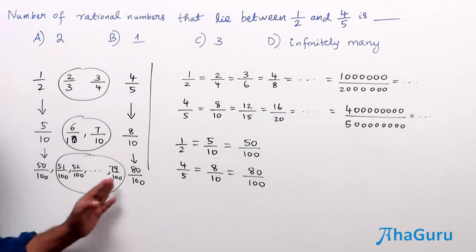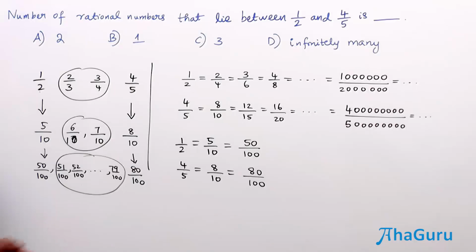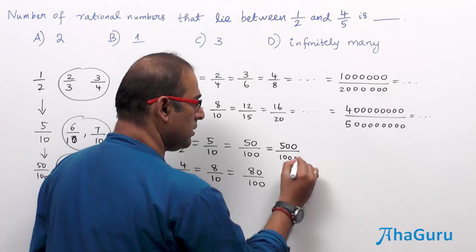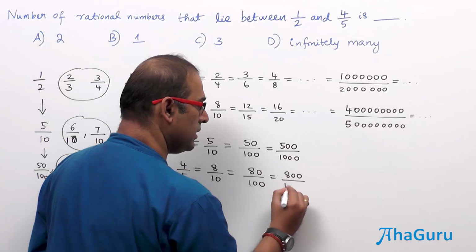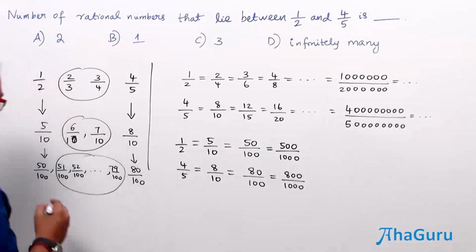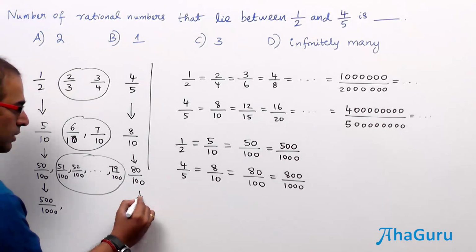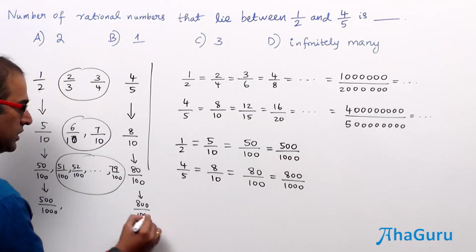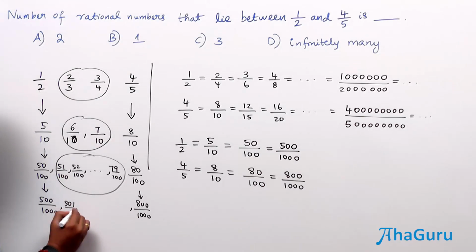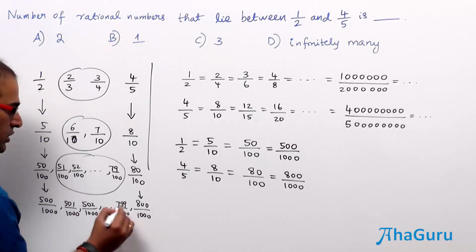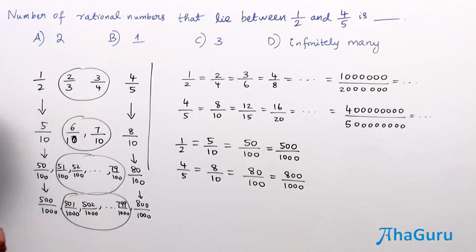You can see from 51/100 to 79/100 there are more than 2, so the number is increasing. In fact, if you convert this to 500/1000 and this to 800/1000, then 500/1000 is the same as half, and this is 800/1000, and you have 501/1000, 502/1000 and so on. I can even have 799/1000, which is more than 500/1000 and less than 800/1000. So now you can see you are getting more numbers.